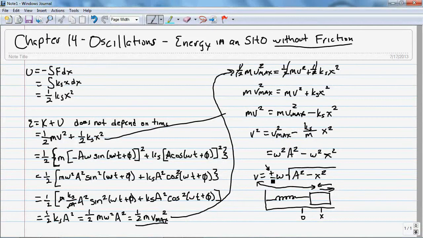Now, one of the homework problems is going to be taking this formula for the energy and getting it back into the form x function of t equal to a cosine omega t plus phi. And we'll discuss how that actually works.